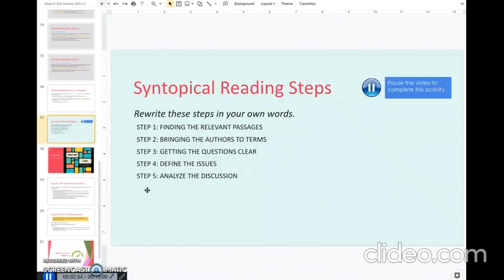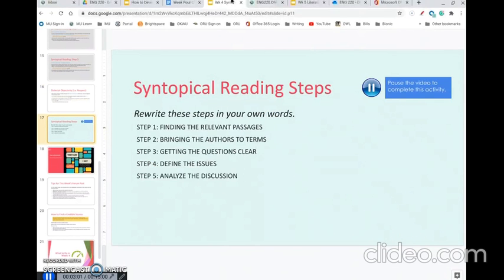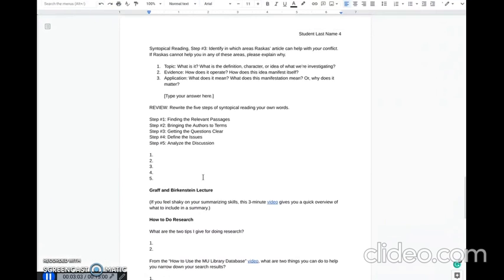The last thing I want us to do on syntopical reading is for you to rewrite these steps in your own words. So if you go to the worksheet, you'll find this right here. Go ahead, complete this, pause the video, and then when you're done with the activity, come back.